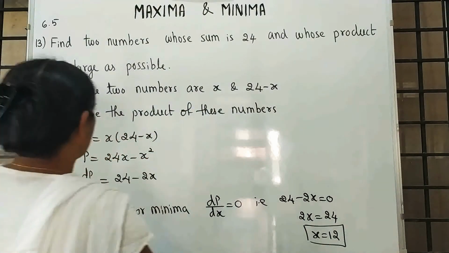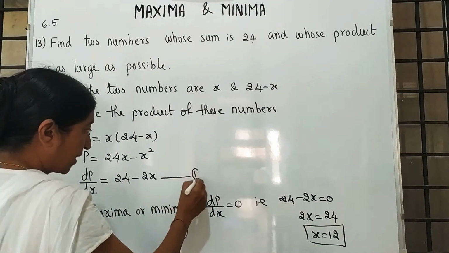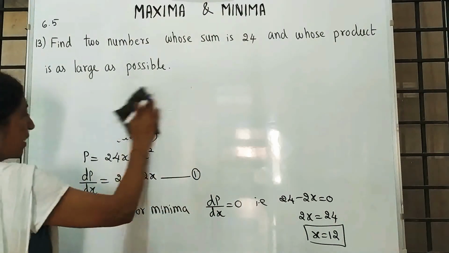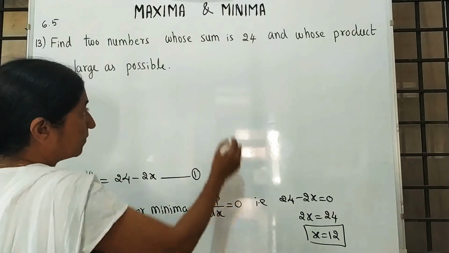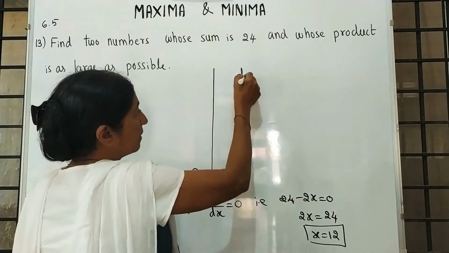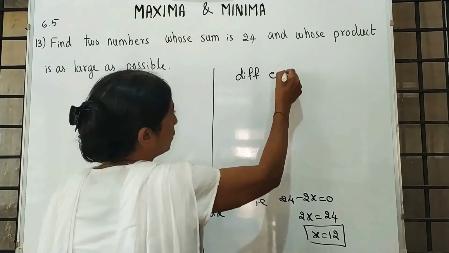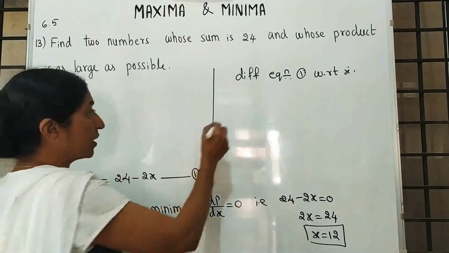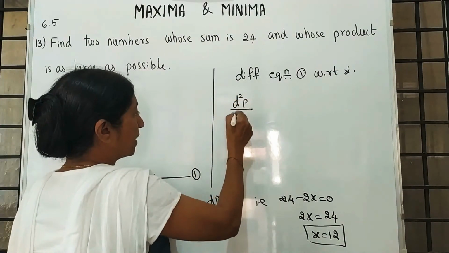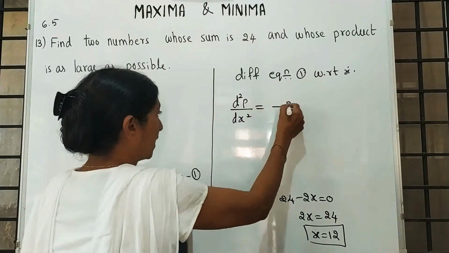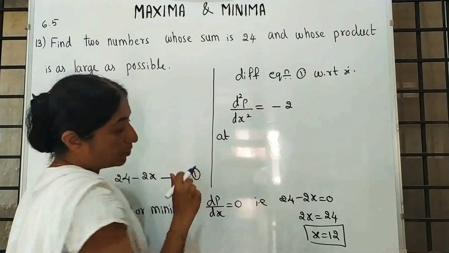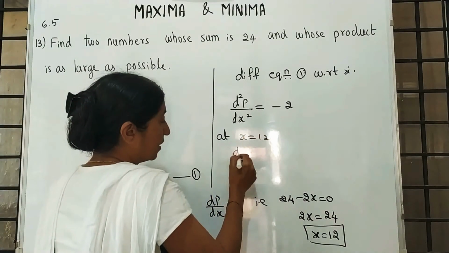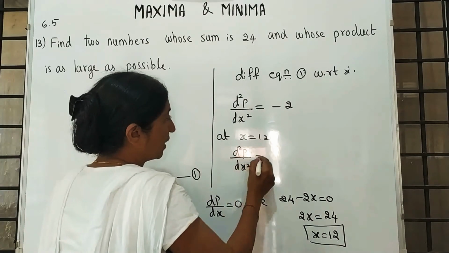After finding the point, let us differentiate this first derivative once again. Differentiating equation 1 with respect to x, that means we are finding the second order derivative. d square P upon dx square is equal to minus 2. Even without substitution, if you directly get a negative answer, you still have to write this step. There is no value for substitution, you are getting minus 2.